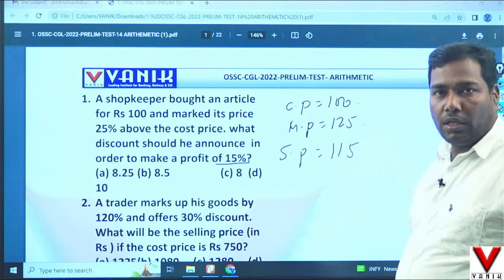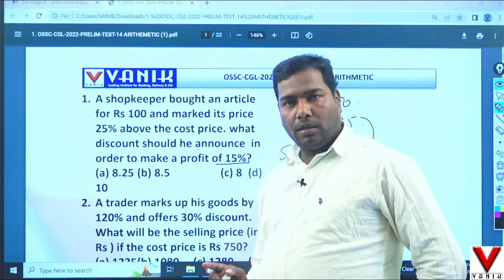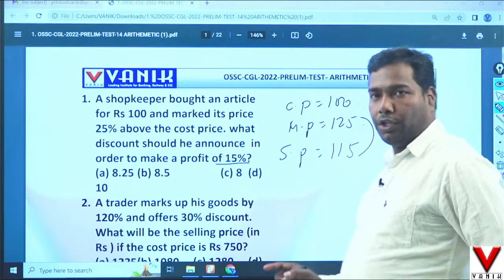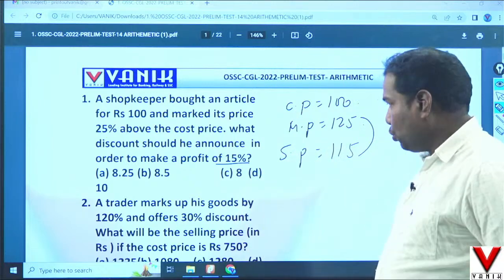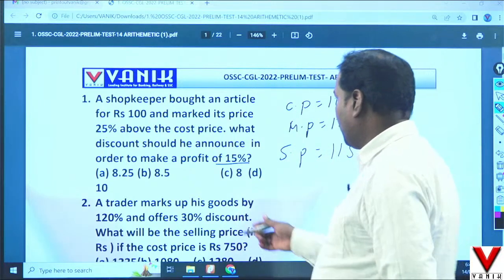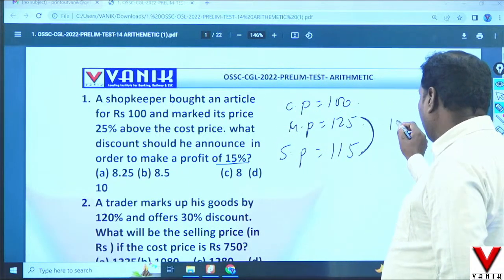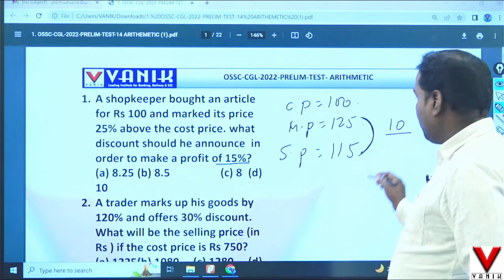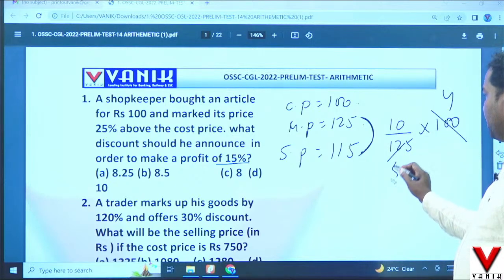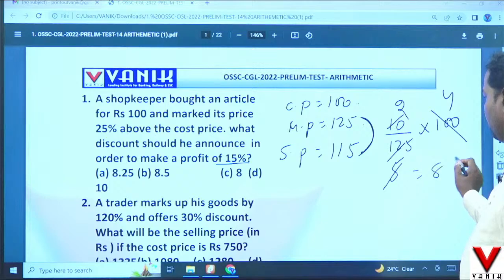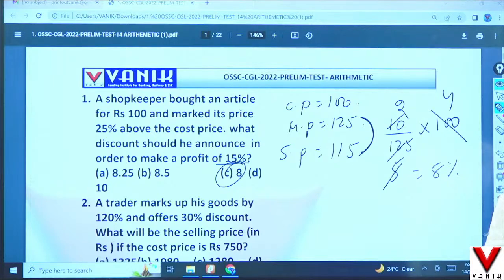How much discount here? 10 rupees discount, because mark price is 125 and selling price is 115, so we get the discount amount as 10. According to the question, what is the discount percentage? Discount by mark price, 10 by 125 into 100. 25 4 ja, 25 5 ja, 5 2 ja, 2 4 ja, how much percentage? 8%. So option C is our correct answer.